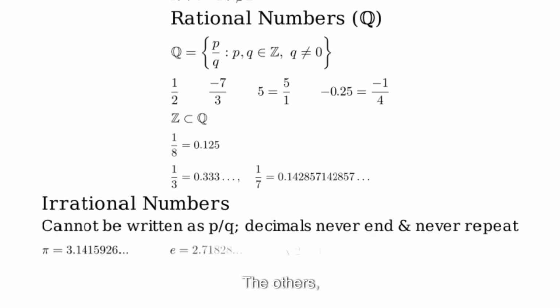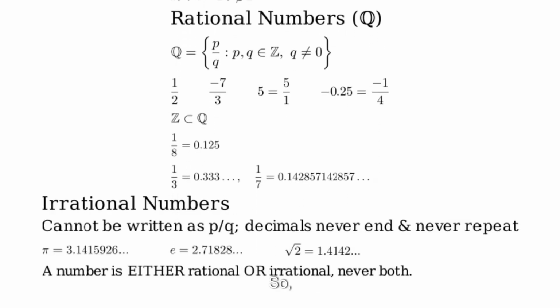Part 4. The others: irrational numbers. So, are there any numbers left on the number line? Yes. These are the irrational numbers.